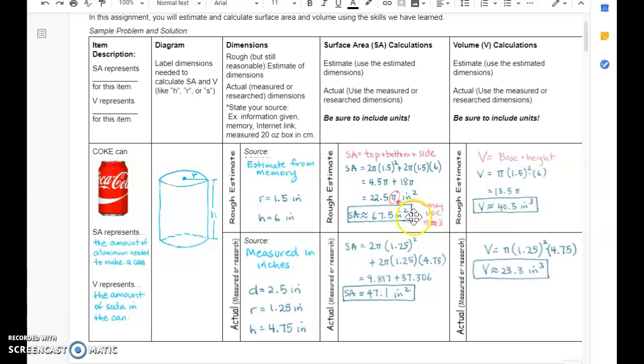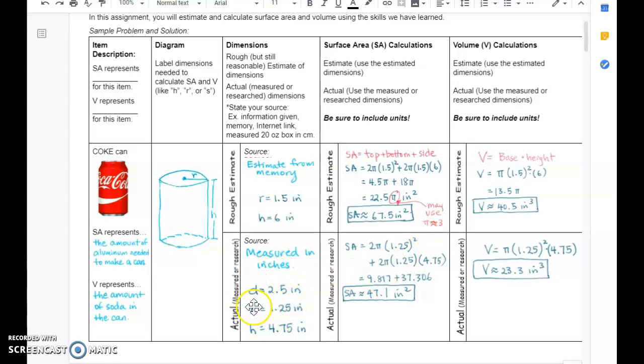And for pi, I am okay with, for estimation, that you use 3. For the actual calculation, 3 is not going to be accurate enough. So you either need to use 3.14, or actually better will be to use the calculator value, which has many more digits than just 3.14.